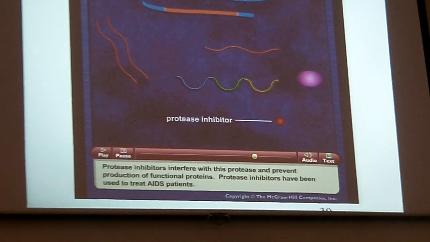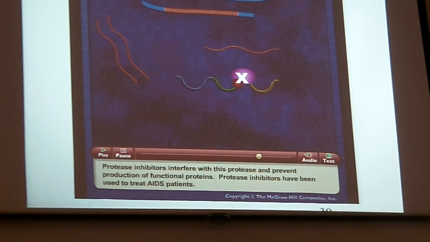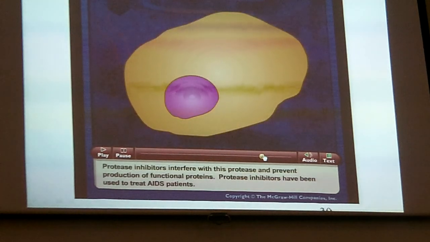Protease inhibitors interfere with this protease and prevent production of functional proteins. Protease inhibitors have been used to treat AIDS patients. Let me talk about that one real quick.